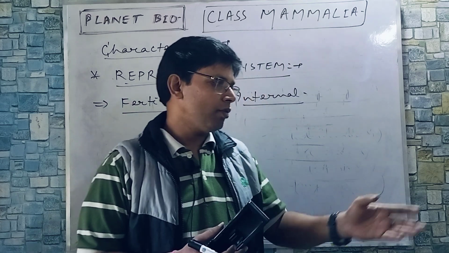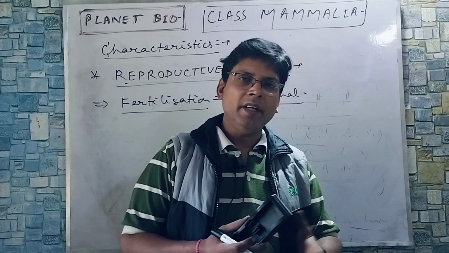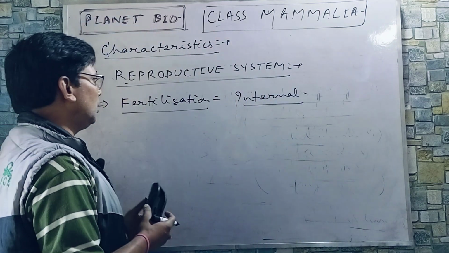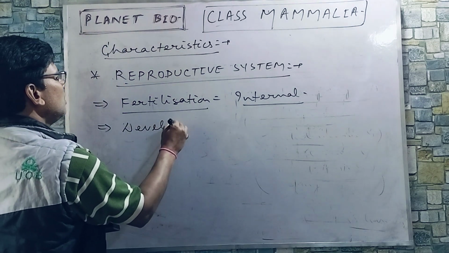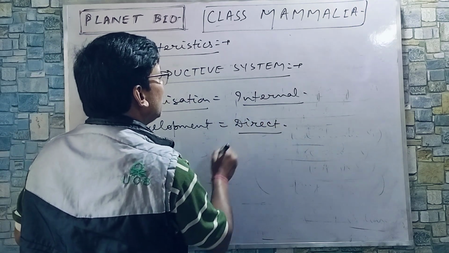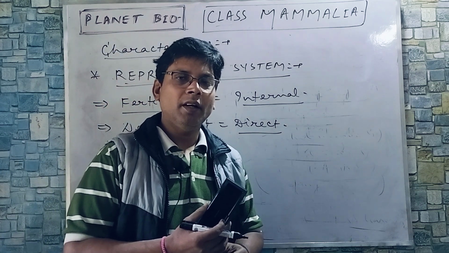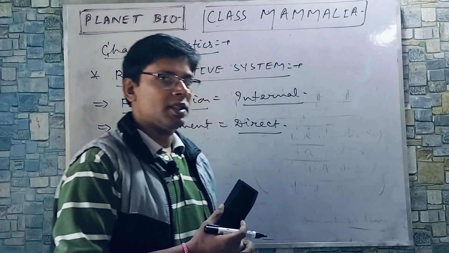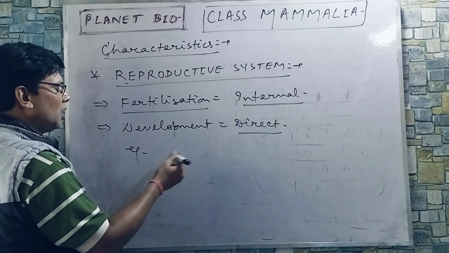They are found in water, marine water and fresh water. You can see blue whales, sea cows and others. Development is direct, with no larval stage. And one more important thing: along with Aves, Mammalia includes homeothermal or endothermal, warm-blooded animals. You can see several other examples.